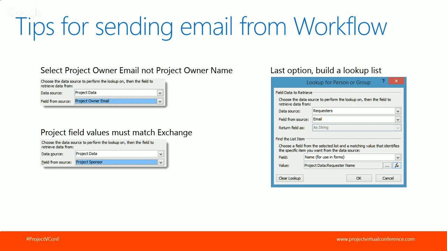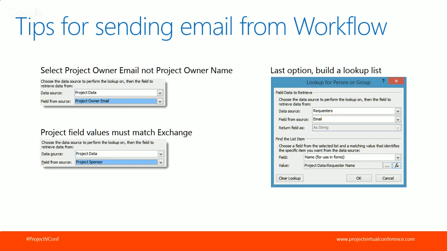A lot of times you'll want to pull information from a project field. So let's say I have a project field configured called project sponsor. The best thing to do with that would be possibly to set it as a lookup field and make sure your lookup values match exactly to Exchange: last name, colon, first name, or whatever is the typical Exchange standard, to be able to find their email.